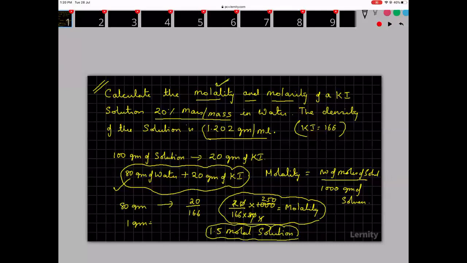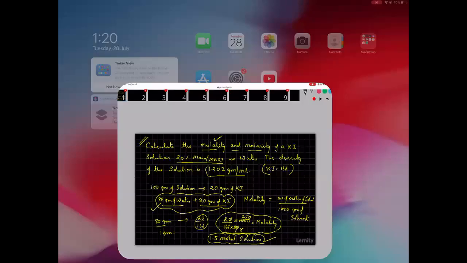Molality of a solution is defined as the number of moles of the solute per 1000 grams of the solvent. So in 80 grams of solvent I have 20 grams of KI, which is 20 divided by 166 moles. So in 1 gram I have so many moles, and in 1000 grams I have so many moles. That is the calculation I have done to find the molality. Please work it out and let me know.